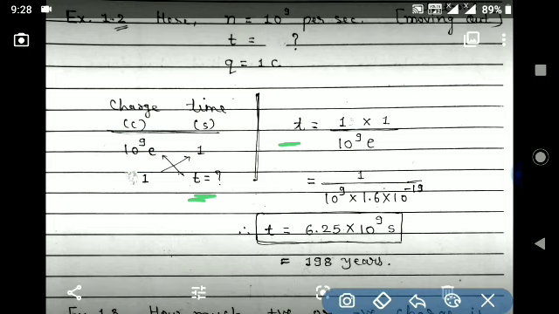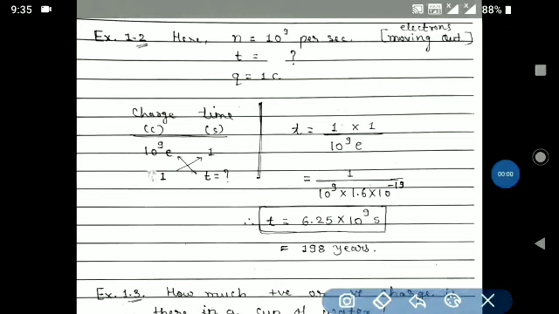1 multiplied by 1 divided by 10 raised to 9. Here we know that this e is a fundamental unit of charge, and its value in coulomb is 1.6 into 10 raised to minus 19 coulomb. So 10 raised to 9 into the value of e we have kept here. So after calculation you will get the time in second. Same you can convert in years.